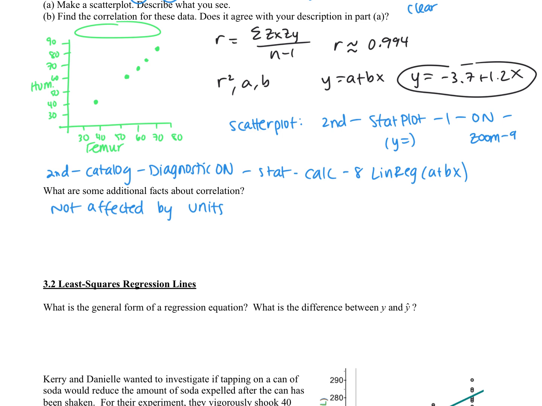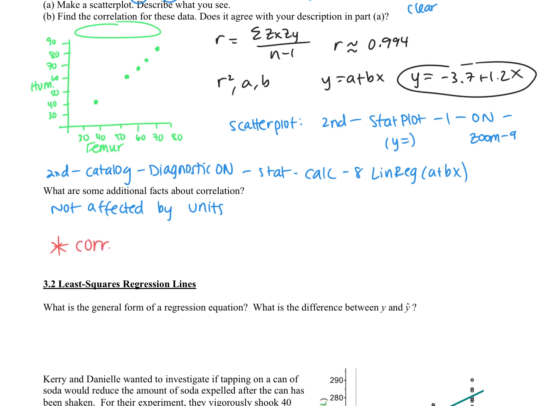I'm just assuming you can't use, if you said meters and centimeters, R will stay the same, as long as the two things are equivalent. Ah, I get what you're saying. Essentially, as long as the values you put in are with the unit. Yes. So what Luke is saying is they're both in centimeters right now. If we change femur to inches, but we keep humerus in centimeters, no, it would still be fine. Still be the same.